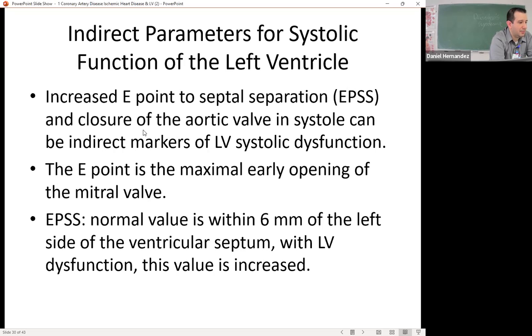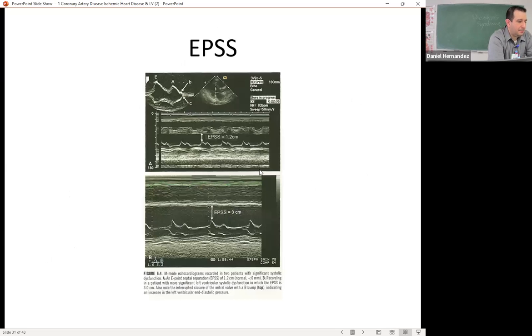And we can also exhibit early closure of our aortic valve during systole. And this can also be an indirect measure of LV systolic dysfunction, in patients with poor ejection fraction or reduced LV systolic function. So a normal value for your EPSS should be within 6 millimeters of the left side of the interventricular septum. And with LV dysfunction, it's increased. So these are both examples of patients that have increased EPSS.